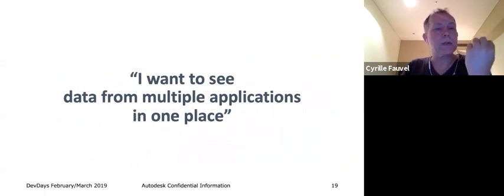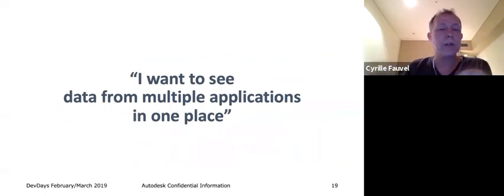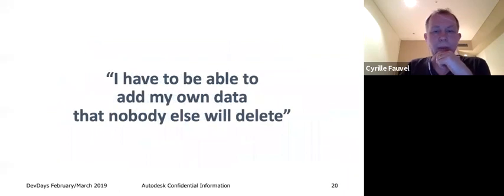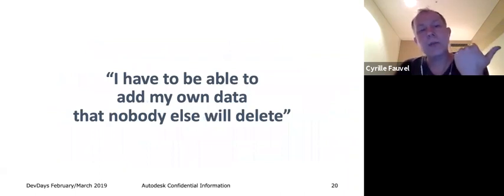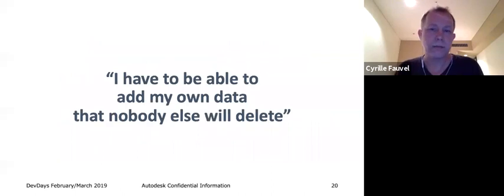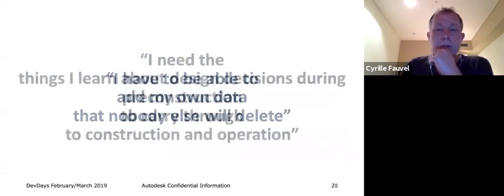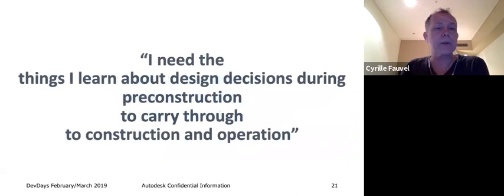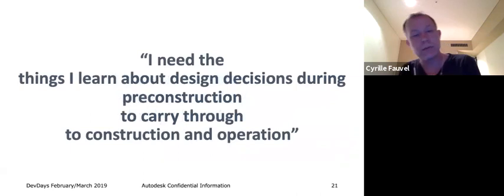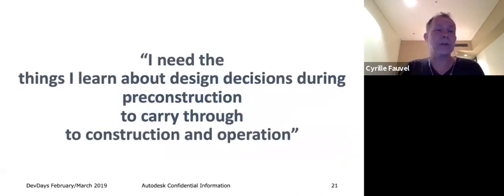I want to see that data in multiple applications in one place. So we're talking about collaboration. Every single application can use the same set of data and can collaborate on this data. I want to be able to add my own data that nobody else will delete. So that's about extending data. Really it's about how I build a workflow with a contract between applications without breaking that contract if I add some specific information. And last but not least, I need the things I learned about design decisions during pre-construction to carry through to construction and operation. So here we're talking about life cycle. These are, I think, the main intents that we want to address with this new approach.